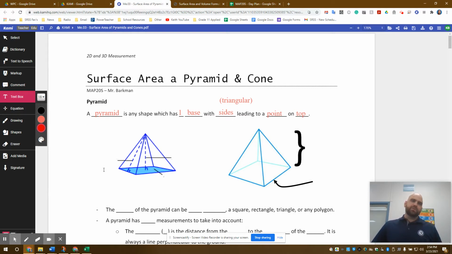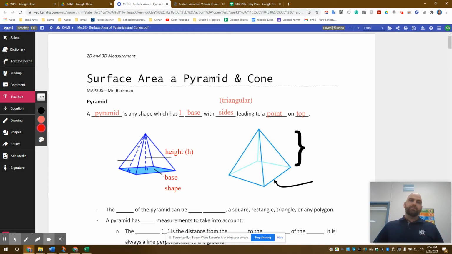Now, we have a couple of things that we have to recognize with a pyramid. The first is at the bottom is our base shape. That is our base shape. In this case here, it's a rectangle. We have two other measurements that we may be given. The first one is this piece right here, which goes from the peak to the middle of the base. This is called our height. We're going to denote it with the letter H. That's the height of a pyramid. It goes from the point on top to the middle of the base, okay? And it's at a 90-degree angle.